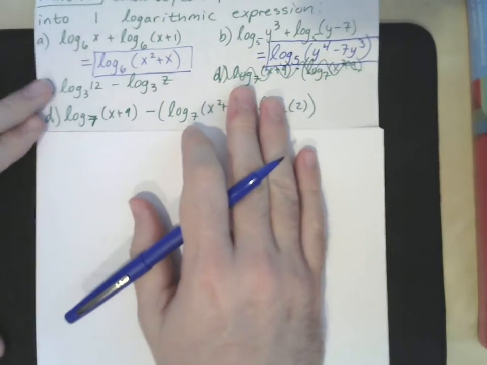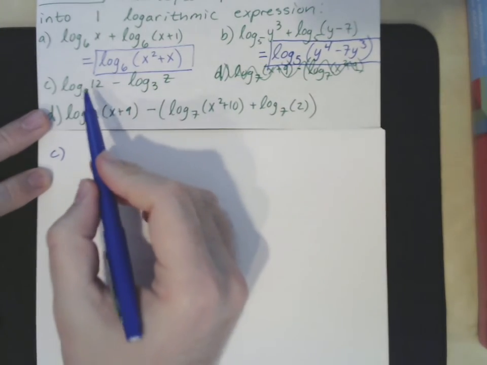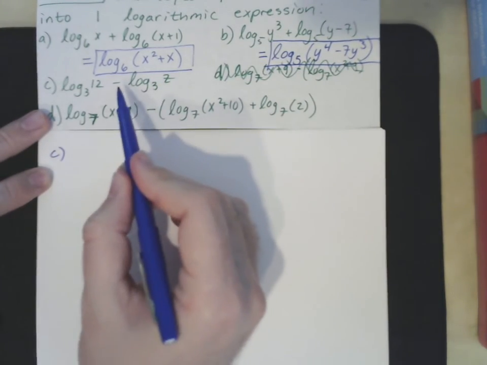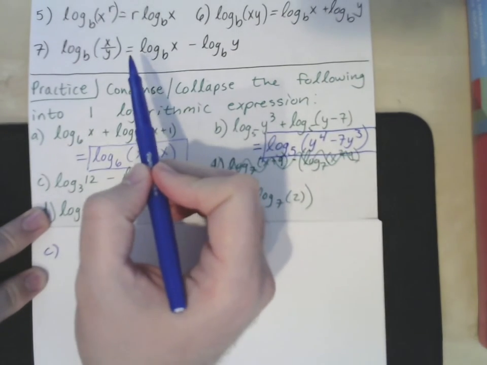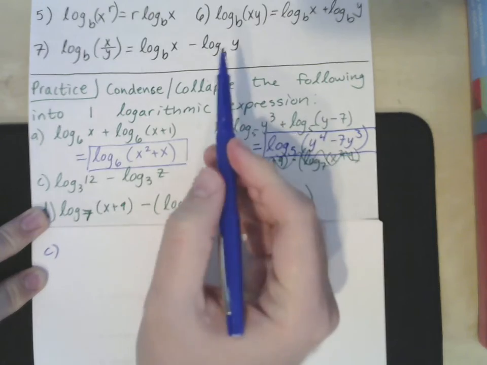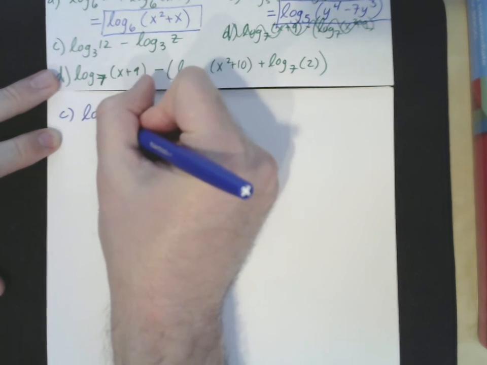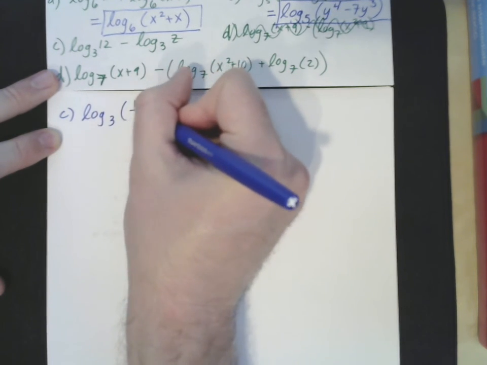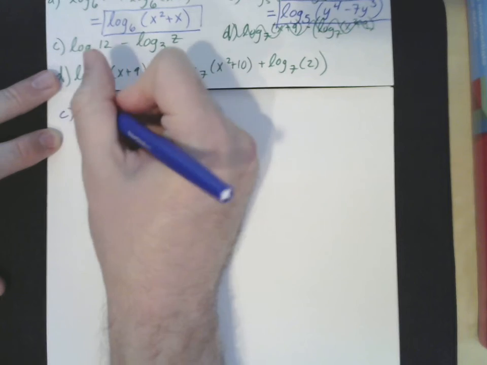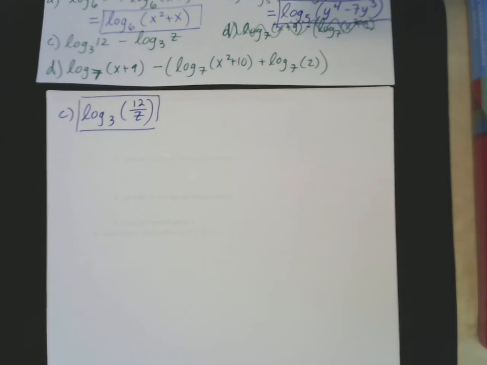And for C and D, since I had to scribble that out, come down here. So in part C, it's log base 3 and log base 3, and it's a minus sign, so we're in property 7 here. So I'm going to take the first term's argument and divide by the second term's argument. So this becomes log base 3 of 12 over z. That's our final answer.